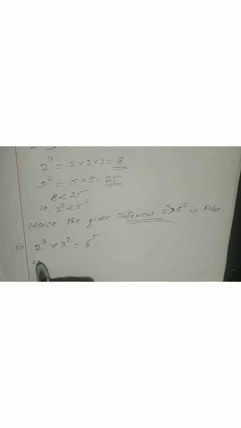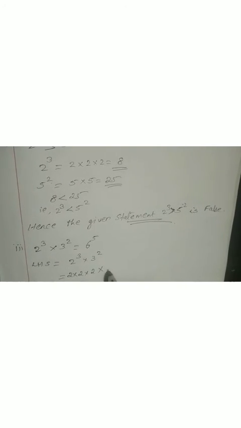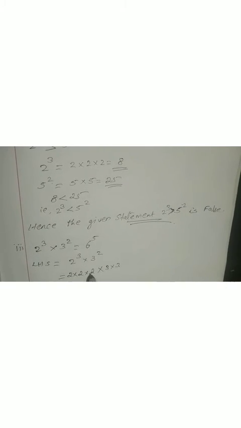That is LHS is equal to 2 raised to 3 multiplied by 3 square. That is 2 raised to 3, that is 2 times 2 times 2, multiplied by 3 times 3. That is 3 3s are 9. 9 times 2, 18 times 2, 36 times 2, 72 is the answer.